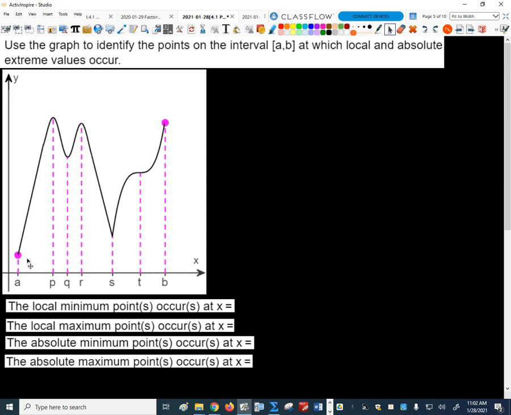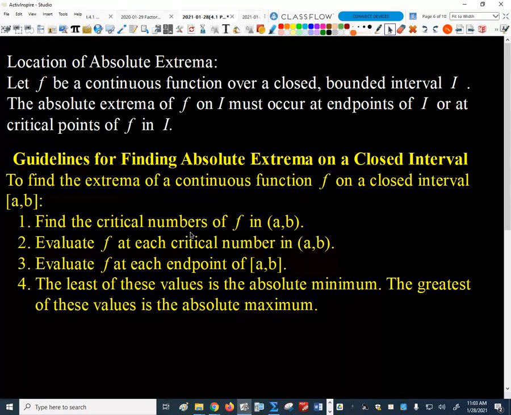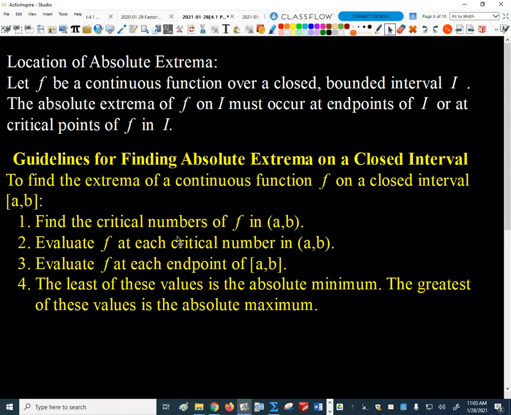What about the absolute maximum? Well, it would be any of the peaks, the relative maxima, or the endpoints. And in this case, one of the peaks was the highest. So when we're trying to find absolute extrema, all we really need to do is find all of the critical numbers in our interval, because we know for a fact that all relative extrema must occur at critical numbers. So we locate all the critical numbers, evaluate the function at each critical number, and then evaluate the function at the endpoints.